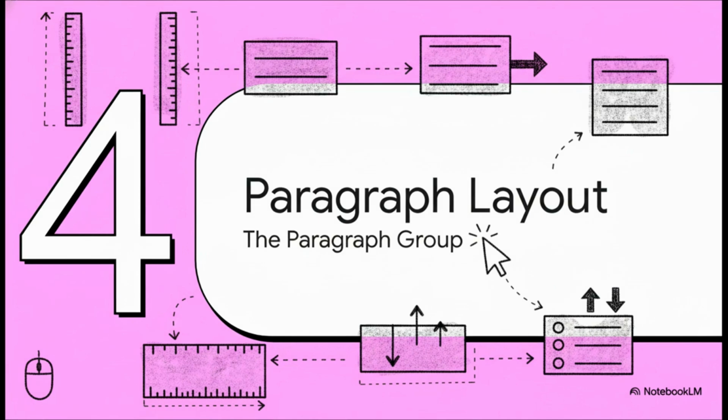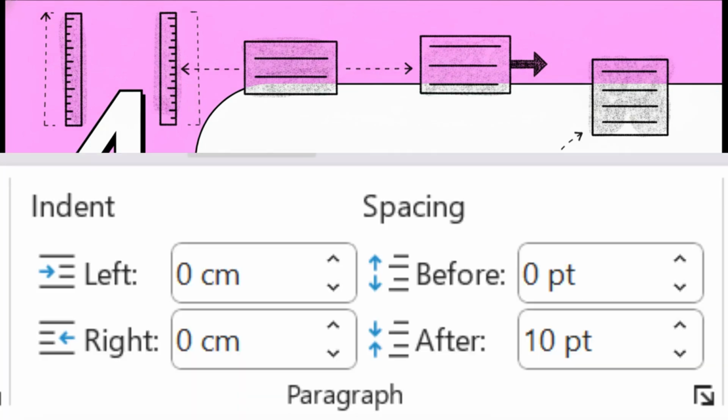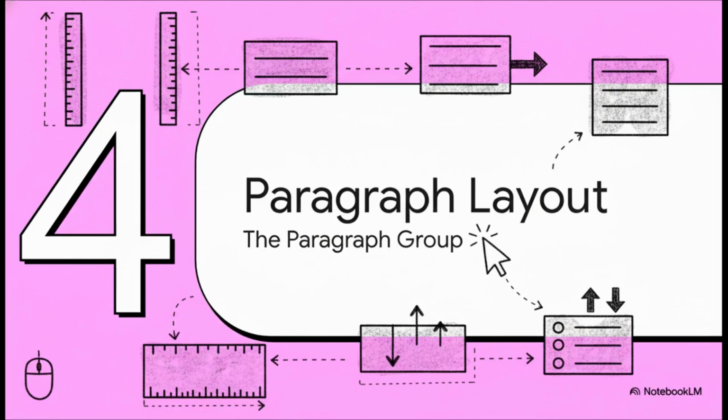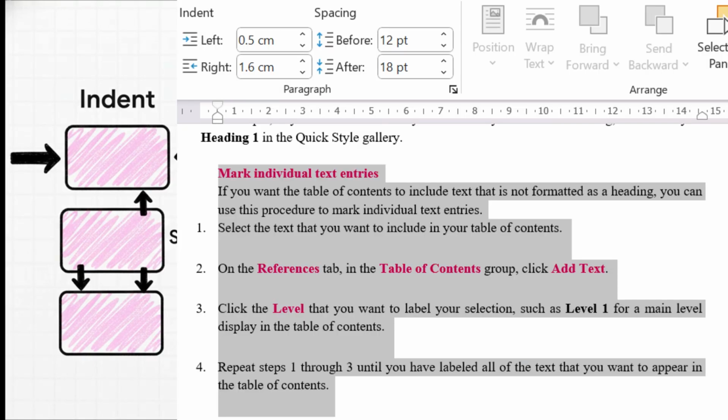Okay, moving on to the paragraph group. Now, while the other tools we looked at affect the whole page, these tools are all about getting really precise with your text. This is how you control the spacing and positioning of each individual paragraph. In here, you have two main controls, indent and spacing.